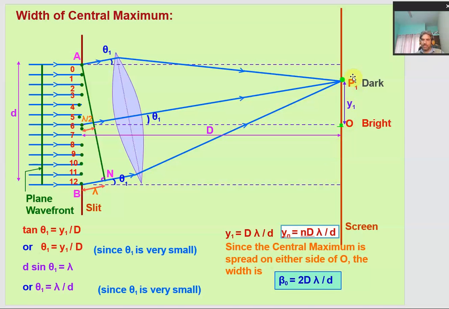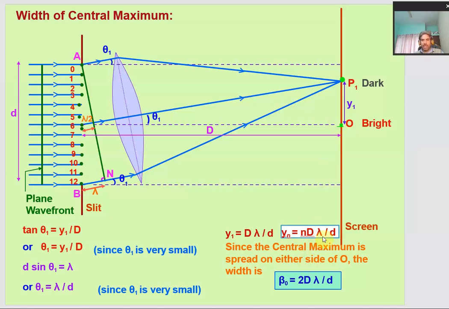And we already know that between any two successive dark fringes there will be a maxima. So by finding the difference between the positions of any two successive dark fringes, we can find out the width of the bright fringes. The width of the bright fringes, if you find the difference, will come out to be D lambda upon d.